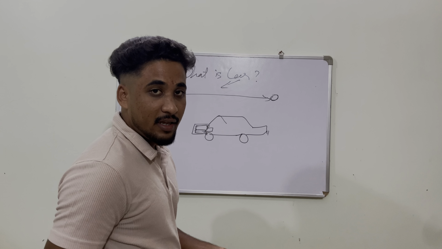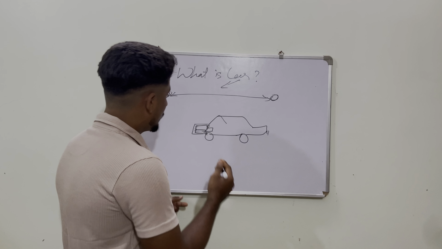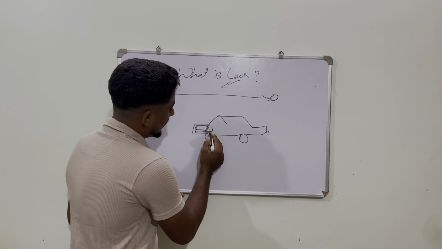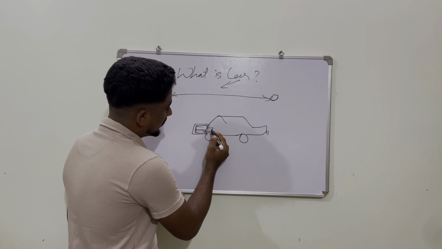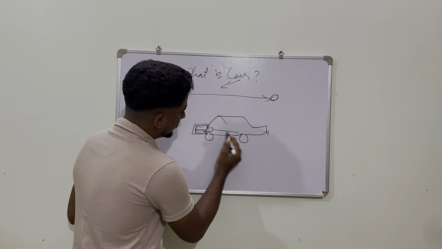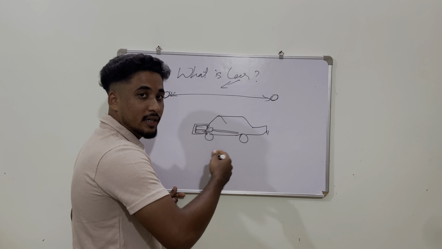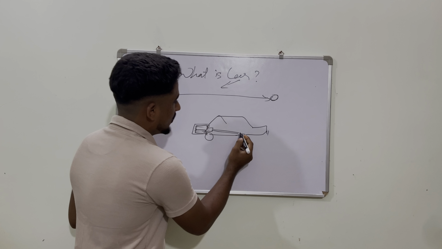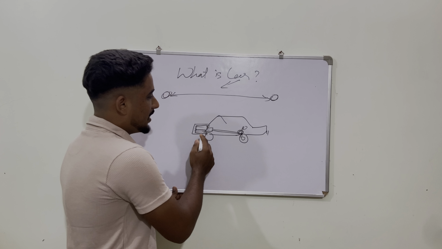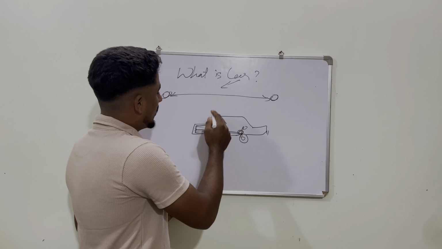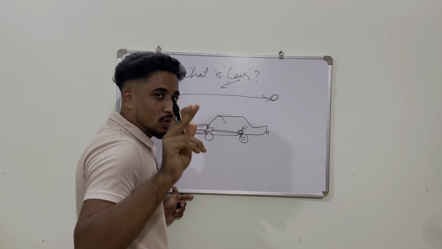The second thing is front engine, rear wheel drive. From here, the power moves from the engine to the transmission, then to the propeller shafts, and then it goes to the differential. The differential is located here. From here, there are two axles, one moving to one wheel and the second to the other wheel. Front engine, front wheel drive and front engine, rear wheel drive. These are the two types.